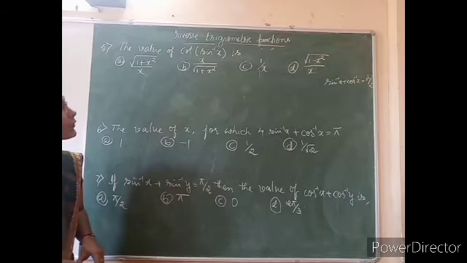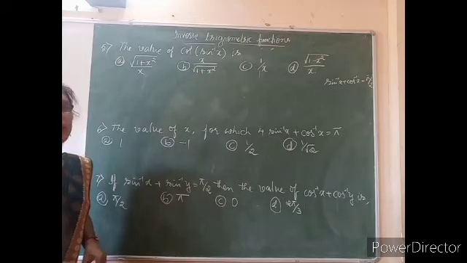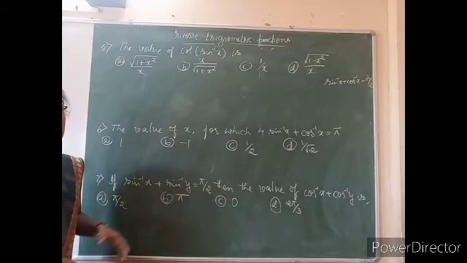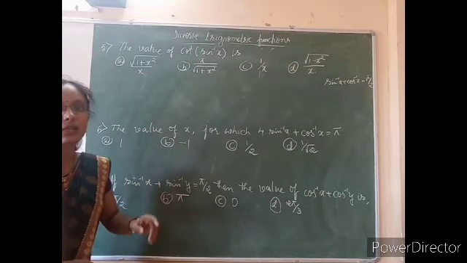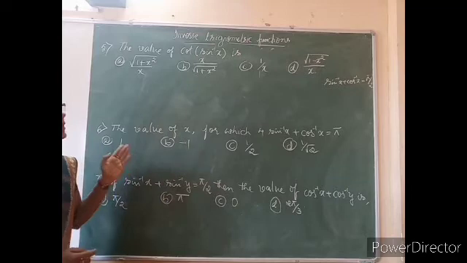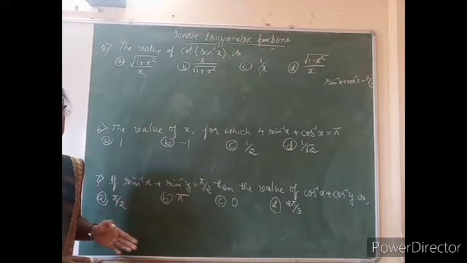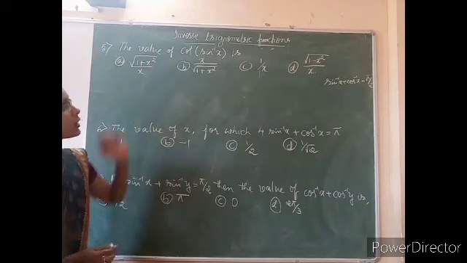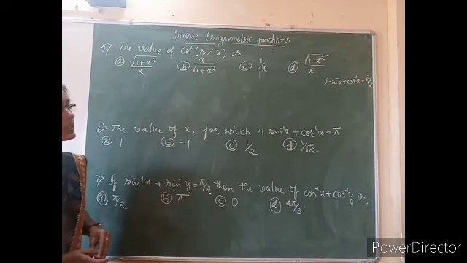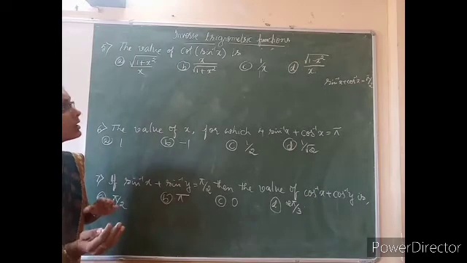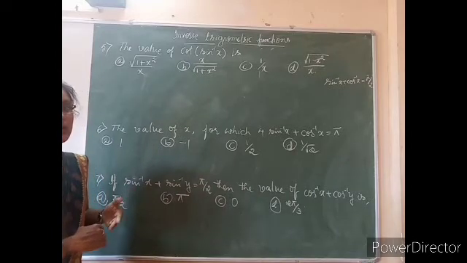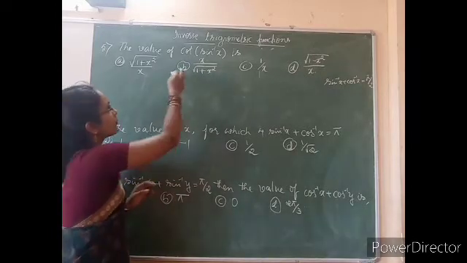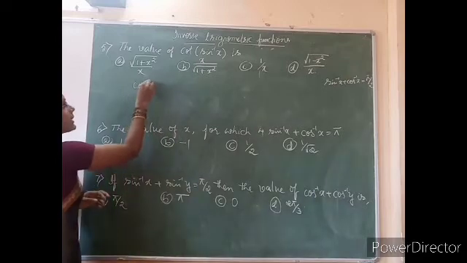The value of cot of sin inverse of x is, you know, we have one property: cot of cot inverse of x is equal to x, sin of sin inverse of x is equal to x. But here the outermost function is cot, and the inner function is sin inverse x. Therefore, we have to convert the inner function in terms of cot inverse. Therefore, cot of sin inverse x.